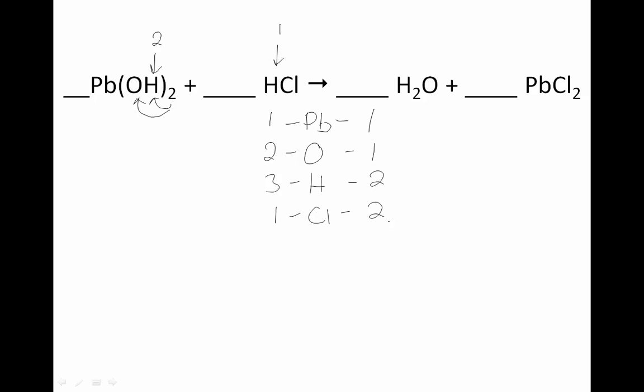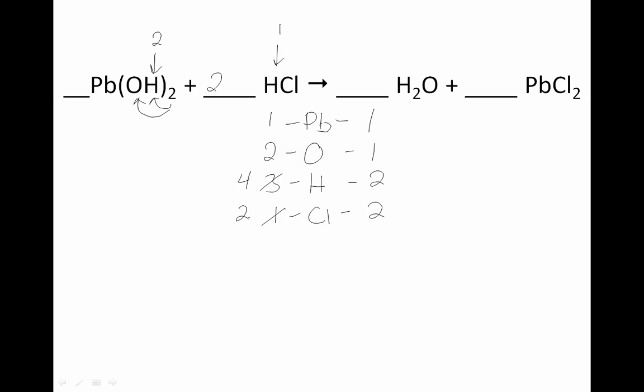I might start with my chlorines just because it looks least complicated. So chlorine, 2 on the right, 1 on the left, so I need to multiply this side by 2, which changes both my hydrogen and my chlorine. So before I start adding up anything, I'm just going to cross off my old numbers. Then I've got 2 hydrogens from lead hydroxide and 2 hydrogens from hydrochloric acid. This gives me a total of 4 hydrogens. Chlorines, I now have 2. So now my chlorines are balanced, my hydrogens are not, my oxygens are not, and my lead is still balanced.